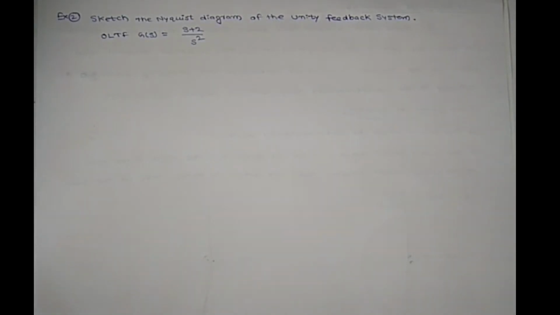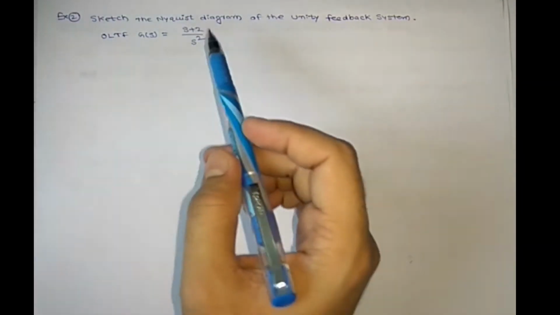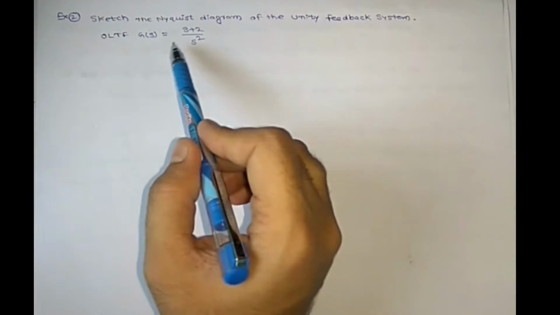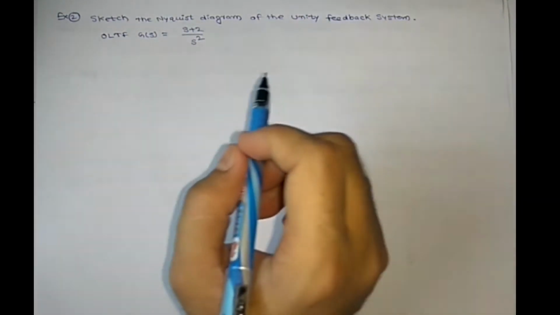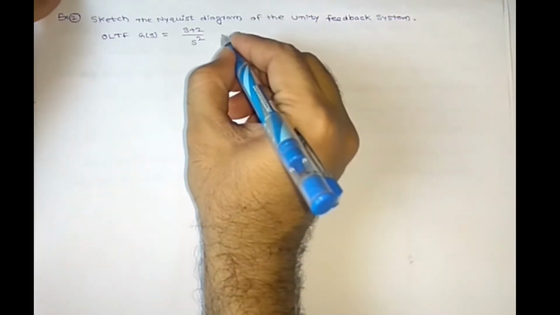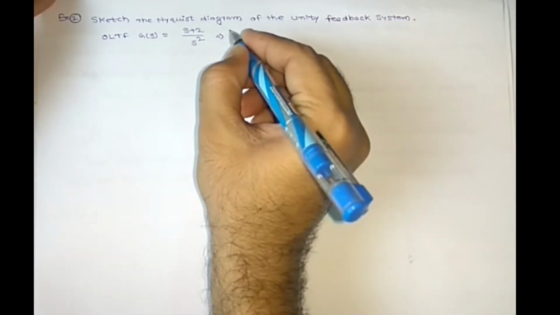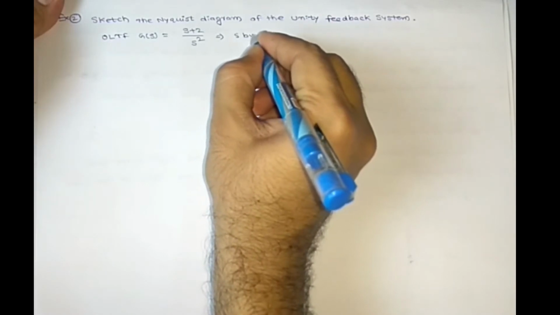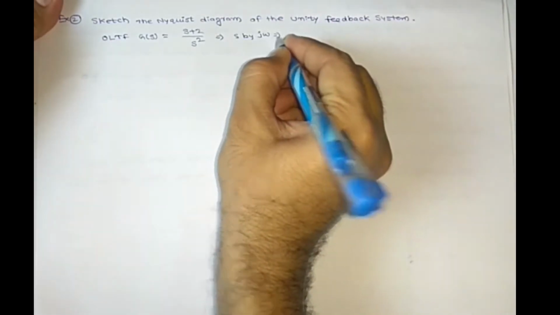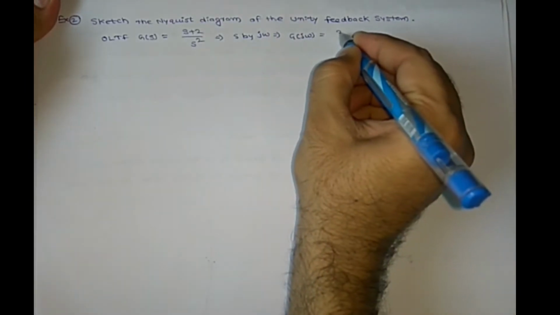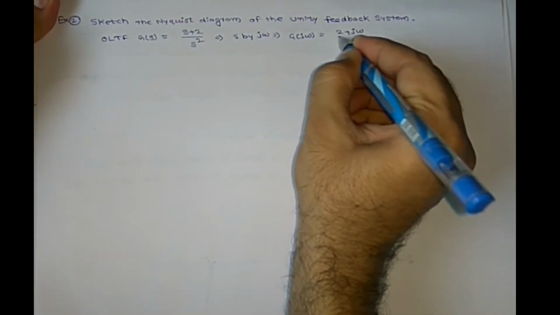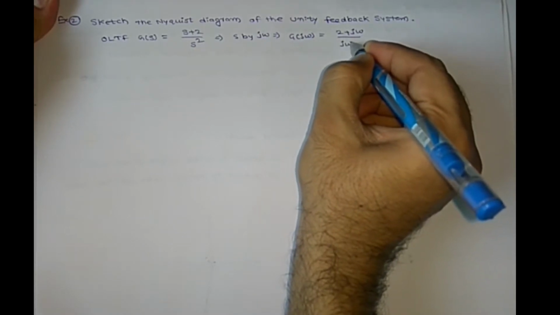Hi, let us solve example 2 on Nyquist plots. So here we need to draw the Nyquist plot. The open loop system is given and it is a unity feedback system, which means H(s) is equal to 1. Now in this G(s) you convert s to j omega, then you will get G(j omega) equal to (2 plus j omega) by (j omega into j omega).